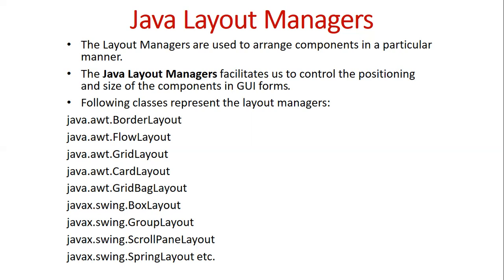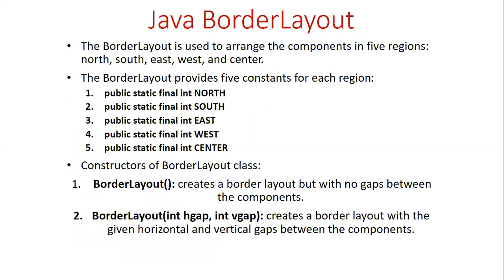Java border layout. The border layout is used to arrange the components in 5 regions, namely north, south, east, west, and center. Each region or area may contain one component only. It is the default layout of a frame or window. The border layout provides 5 constants for each region: public static final int NORTH, SOUTH, EAST, WEST, and the last variable name is CENTER.